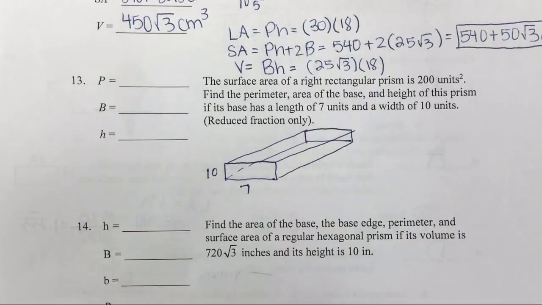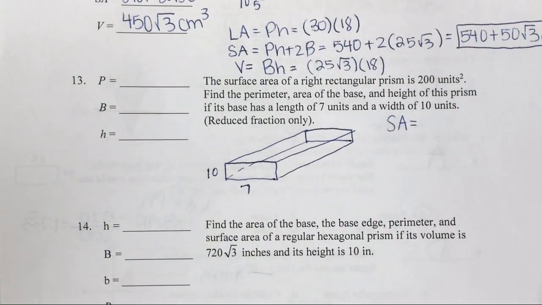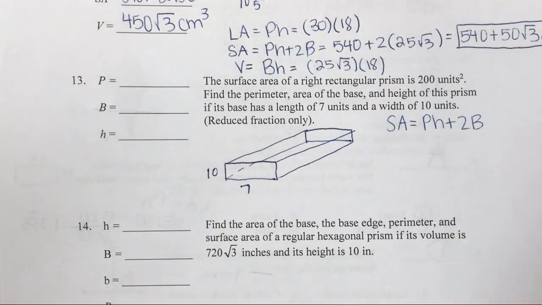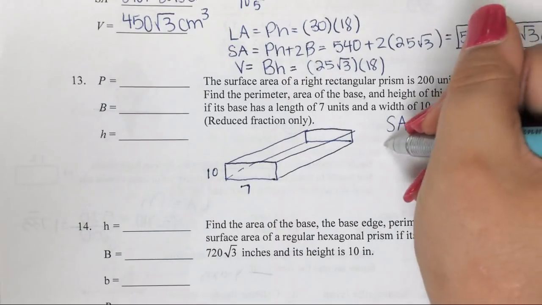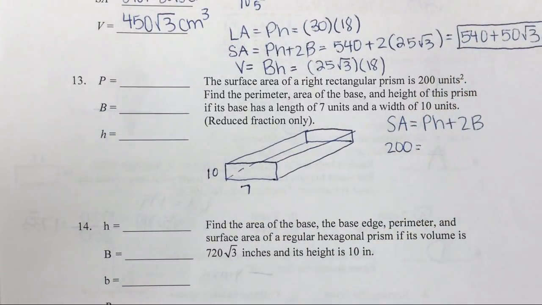Anyways, so what do I have? Surface area. And what's the formula for surface area of a prism? Okay. Now, I know the surface area is 200. Could I figure out the perimeter of this base? Yeah, it would be 34.